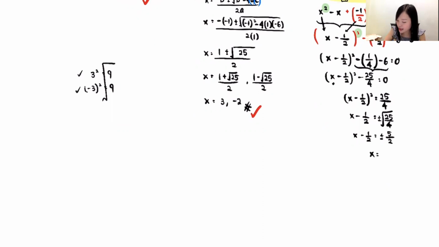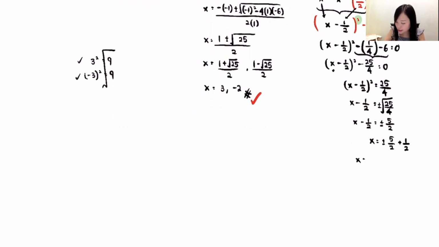So now I want to find the answer. Minus 1 over 2, move it over, becomes plus 1 over 2. So I say one more time, plus minus means one situation is plus, another situation is minus. Press all. 5 over 2 plus 1 over 2 is 3. Negative 5 over 2 plus 1 over 2 is negative 2. Done. Most important, same answer or not?